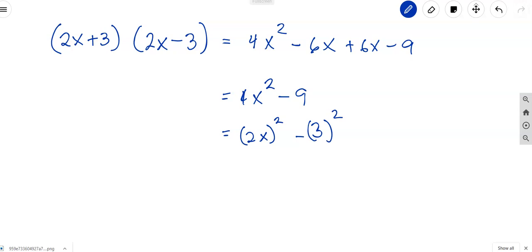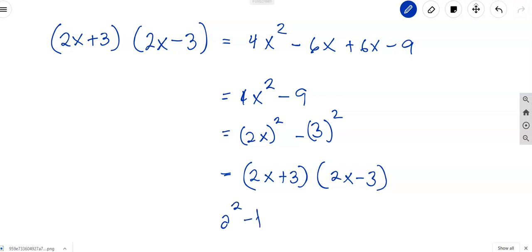So this one, a squared minus b squared, will give us the result of 2x plus 3 times 2x minus 3. This one, in the rule of a squared minus b squared, will give us a plus b and a minus b. So we have to follow this rule.